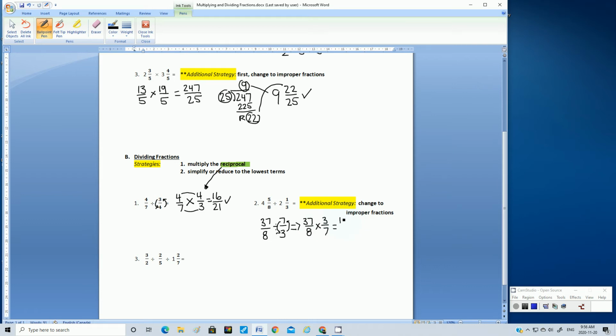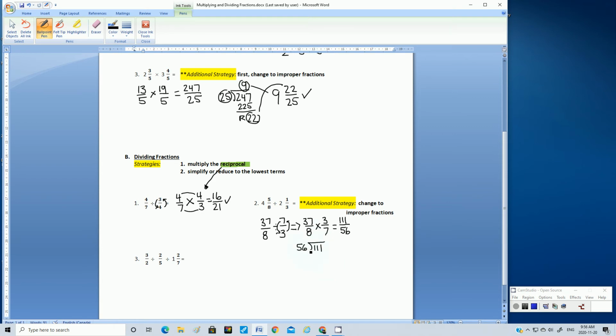I got 111. Does that sound right? 111. And then 8 times 7, I think using my mental math facts, 56. Okay? All right, so we can't leave an answer as an improper fraction. So let's go through our steps to convert it back to a mixed number.